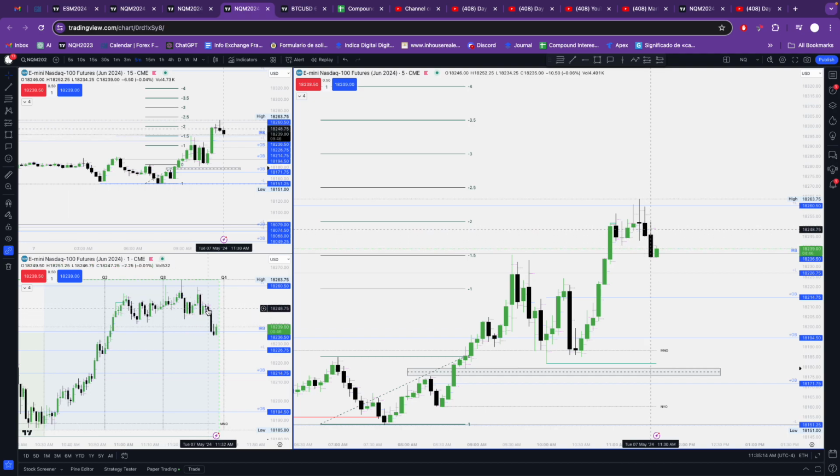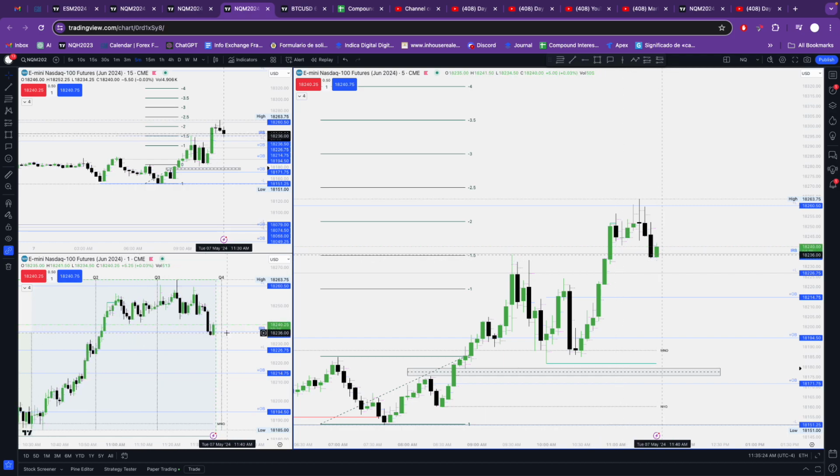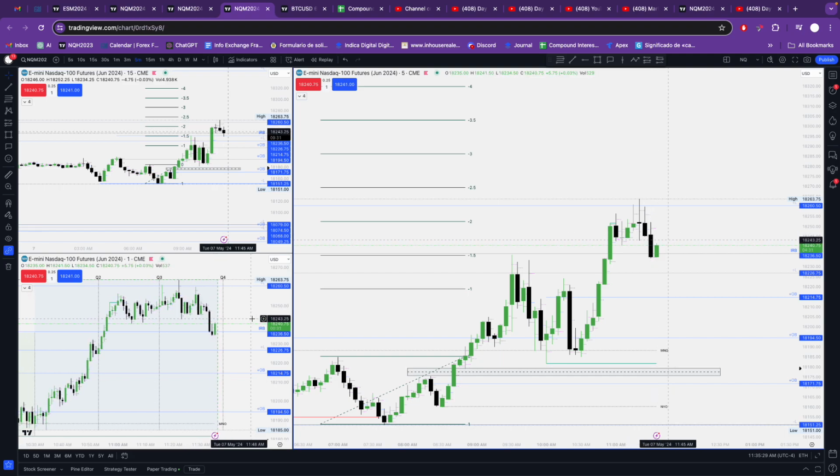Could this be accumulation, manipulation, taking out these lows down here, going into this immediate rebalance? We'll see. If we can inverse this, that might be a possibility.